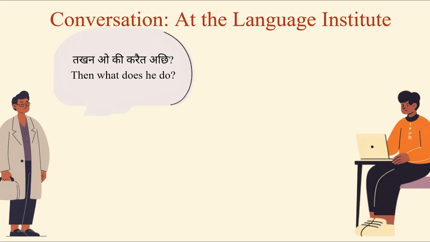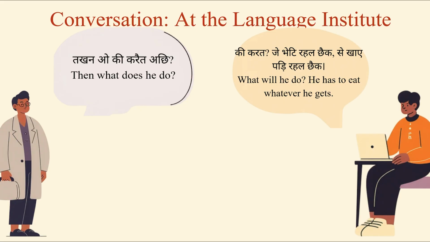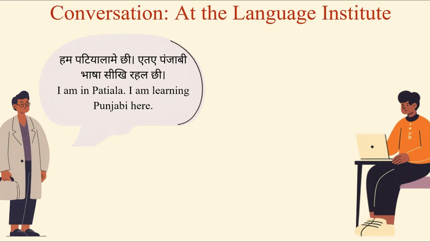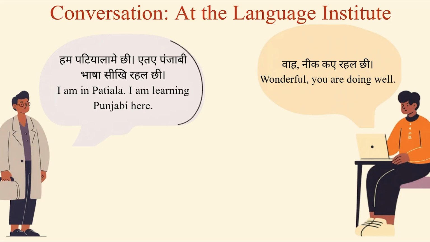तखन ओ की करैत अछि? Then what does he do? की करत? जे भेट रहल छै से खाय पड़ि रहल छै. What will he do? He has to eat whatever he gets. हम पटियाला में छी. एतय पंजाबी भाषा सीख रहल छी. I am in Patiala. I am learning Punjabi here. वाह, नीक कह रहल छी. Wonderful, you are doing well.